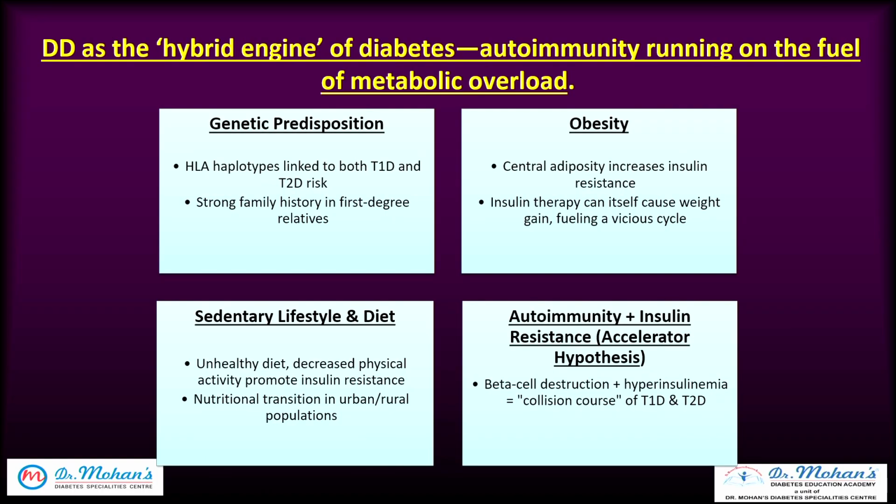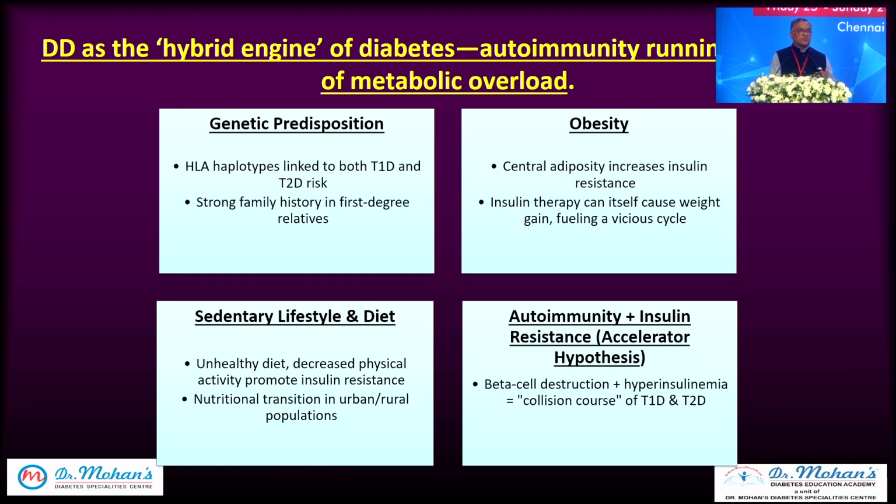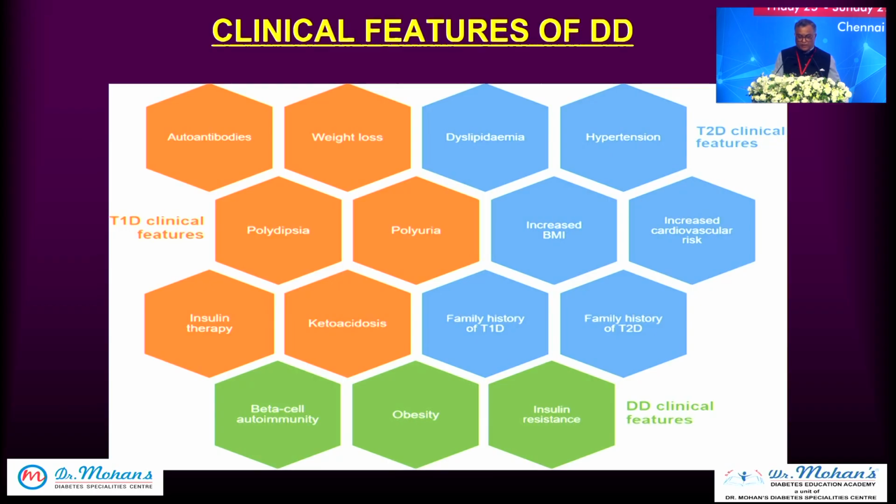When it comes to obesity, mainly insulin resistance and central adiposity play an important role in individuals developing double diabetes. Type 1 individuals who are diagnosed and treated with high doses of insulin gain weight, and this leads to insulin resistance and may end up with double diabetes. Sedentary lifestyle and diet also play an important role in developing obesity and insulin resistance, leading as a risk factor to double diabetes. And the accelerator hypothesis, which is beta cell destruction with hyperinsulinemia secondary to autoimmunity and insulin resistance, is a risk factor for developing double diabetes.